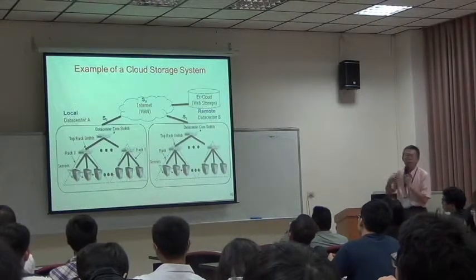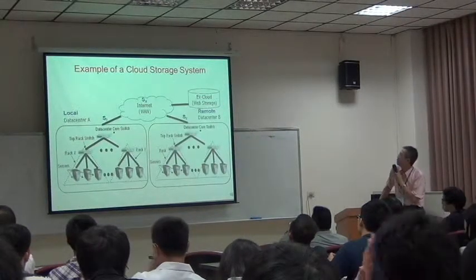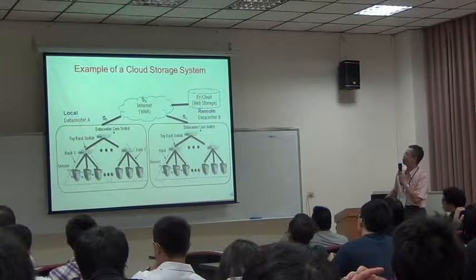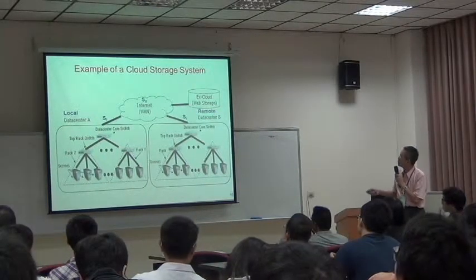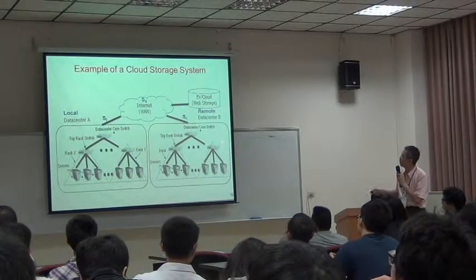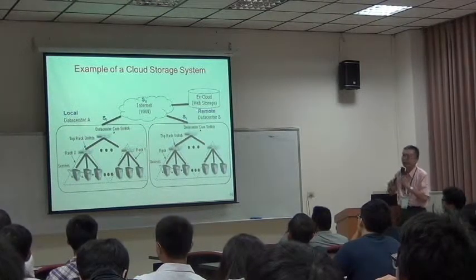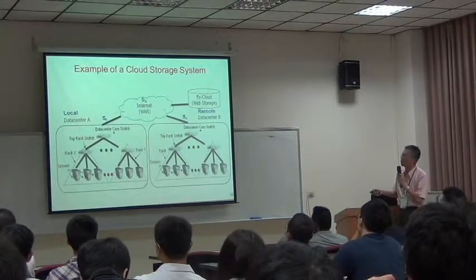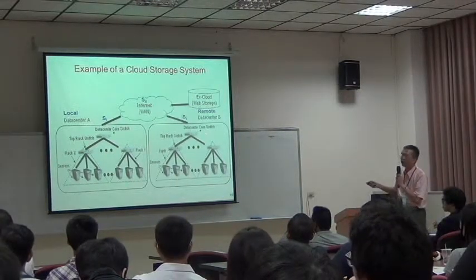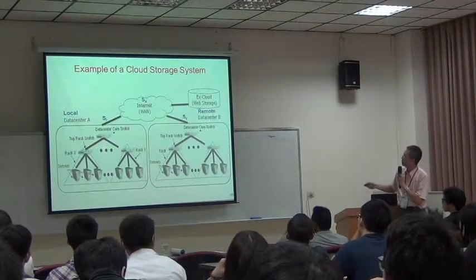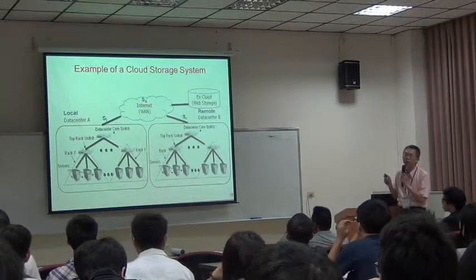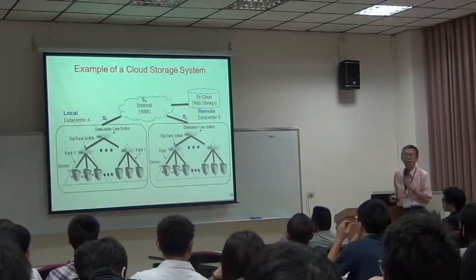So this is a possible implementation for storage. For example, the local data center and the remote data center, and we implement the local switch and each server. We can fully duplicate this whole data center to the remote. This is the simplest approach for most common systems.